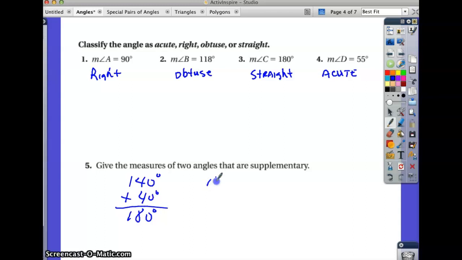Another example, 130 and 50, because again, they both add up to 180 degrees. So 130 degrees and 50 degrees are supplementary angles.